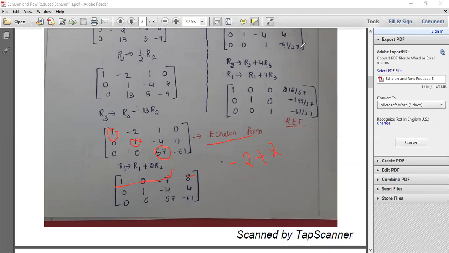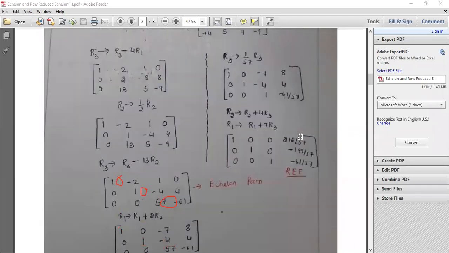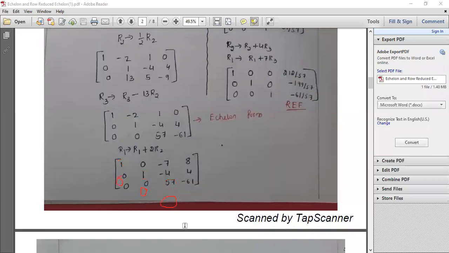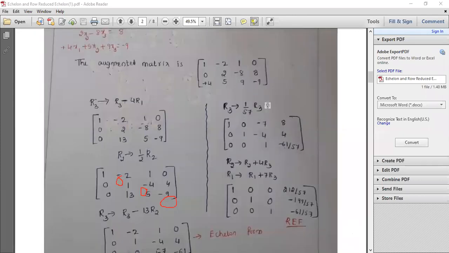Then once we do this, we want, now this is 1. This is 1, no problem. Now I have to make this 1, and then I have to make these two 0. That is the next steps. According to that requirement, we will change this to 1. That is R3 changes to 1 by 57 times R3. I do that and I get this. Here I'm getting 1, and this is minus 61 by 57. The next step is to make this element 0, and this element 0. For that, R2 changes to R2 plus 4 times R3.